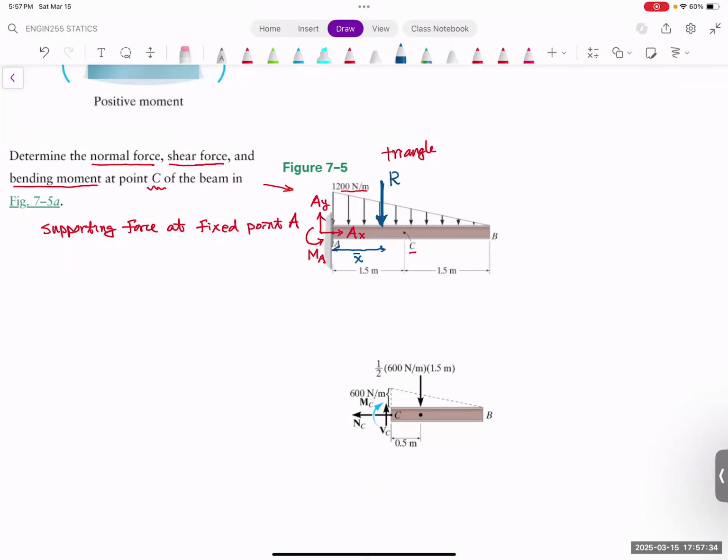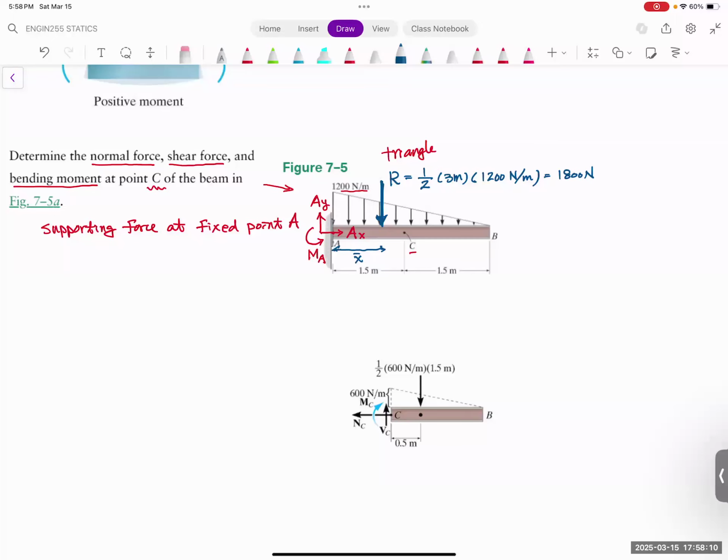And the resultant force is just the total force. So the total force through a triangle is going to be the area under the curve. So that's going to be 1/2 of the base, which is 3 meters, multiplied with the height of the triangle, which is 1200 Newton per meter. So you multiply this, then you will get 1800 Newton. So the resultant force is going to be 1800 Newton.